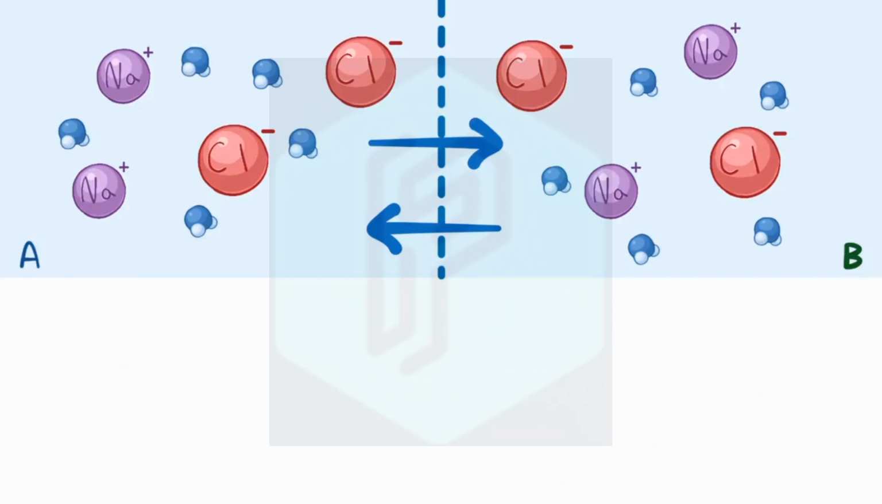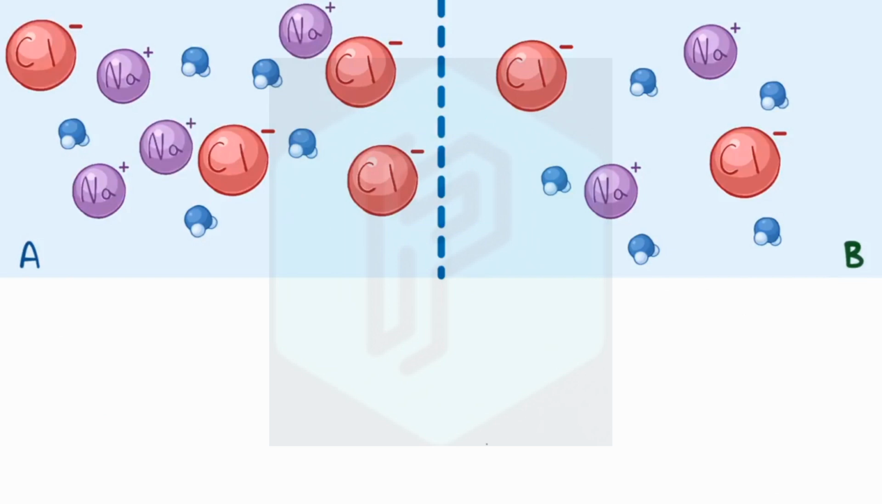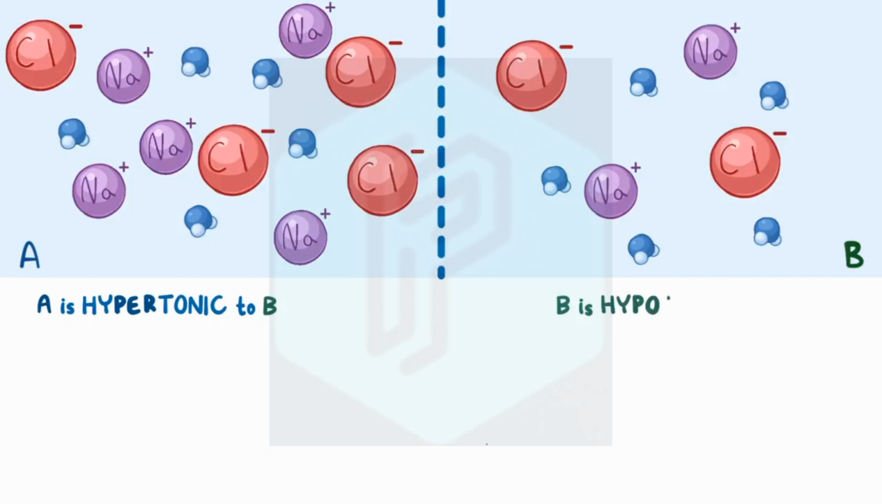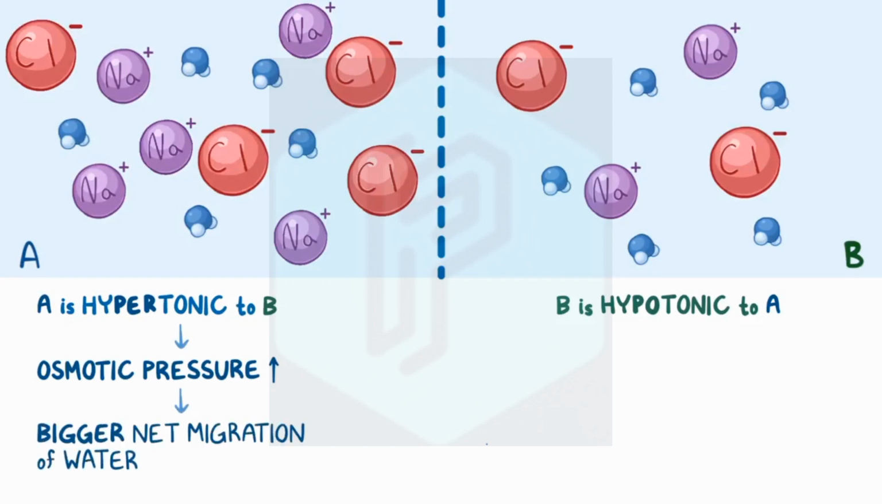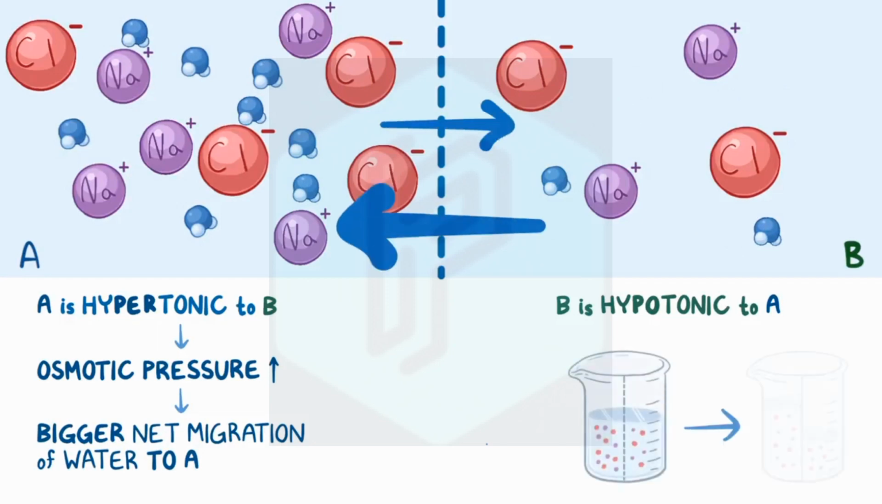But what if we were to add some additional salt, or sodium chloride, inside only compartment A? A now has more solute than B, and we would say that A is hypertonic compared to B, and conversely that B is hypotonic compared to A. And what we'd notice over time is that because A has more sodium and chloride ions, its osmotic pressure increases. The result is that we'd see a bigger net migration of water molecules over to side A. We say net migration because water molecules are still going back and forth between the two sides, but overall more water molecules will end up staying on side A.